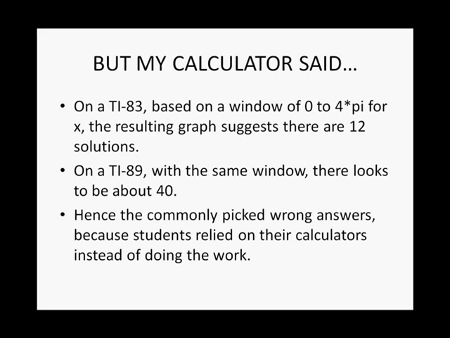But that's not what students' calculators said. On a TI-83, I'll show a video of this right now. If students tried to graph the function 2/3 plus 2 cosine of 50x, when they graphed the window, it looked like there were 12 solutions. 12 was one of the choices on the exam. Likewise, on students that had a TI-89 calculator with the same window, that resulting function looks like it has about 40 solutions. I don't remember the exact number.